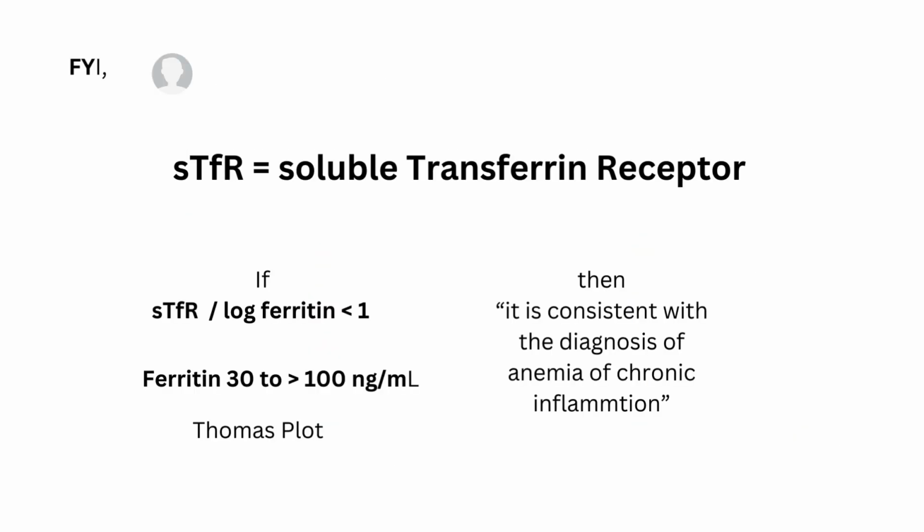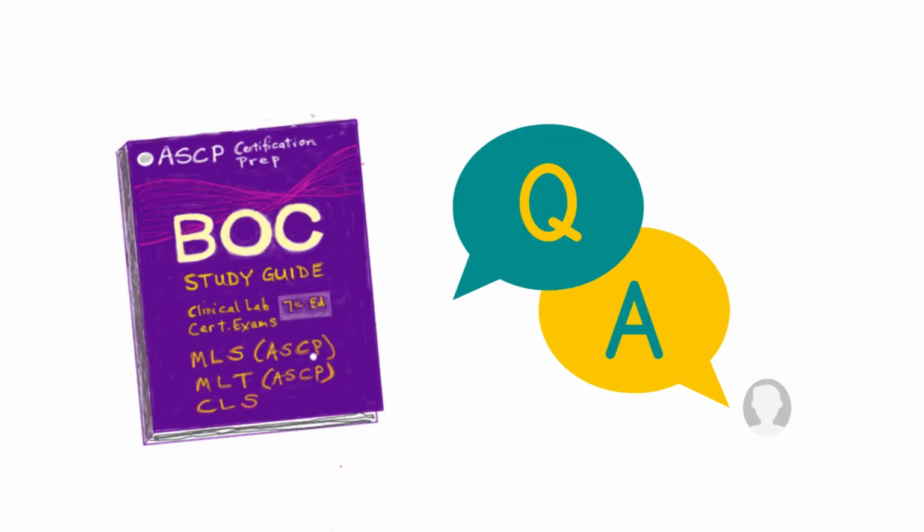Just an FYI, soluble transferrin receptor assay is useful for differentiating iron deficiency anemia from anemia of chronic inflammation, but I didn't see this in our study guide for ASCP. Let's look at a few questions that are similar to the board of certification study.